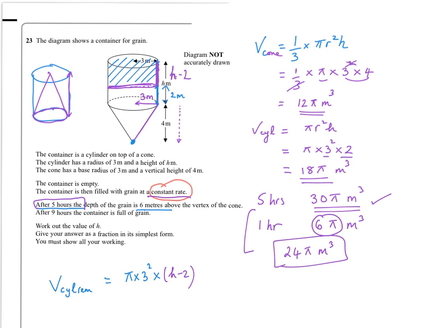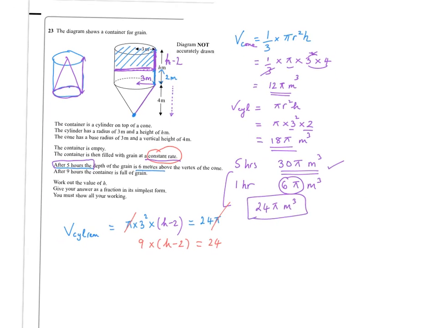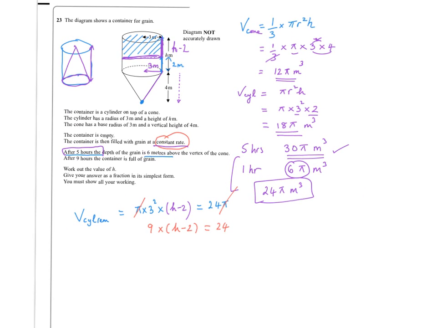And the nice thing about that is we now know that that is going to be equal to 24 pi. So we can cancel pi from both sides by dividing both sides by pi. We can do 3 squared times (h minus 2) equals 24. I personally would multiply out the brackets now, and I would get 9h minus 18 equals 24.